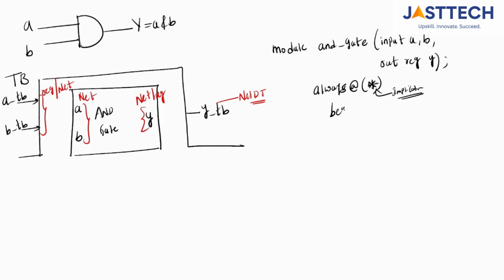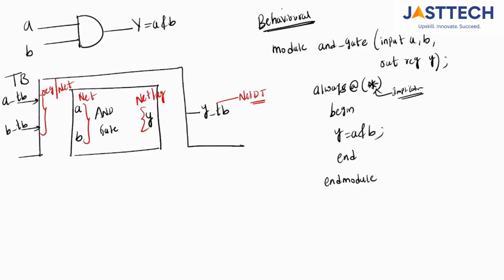Okay, so I am writing begin, y equal to a and b, end, endmodule. Like this, I can write a simple AND gate program by using behavioral modeling. I told you, behavioral modeling you need to write within procedural blocks, that is, within the always block. Initially, it's not synthesizable, so that's why we need to write it this way.